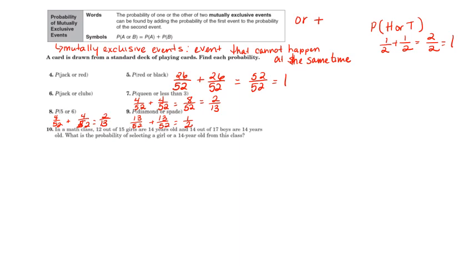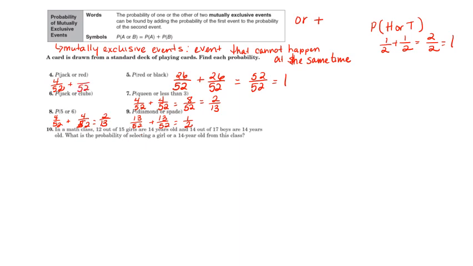So what's the probability of getting a jack or a red? So first, the probability of a jack. There's 4 jacks out of the 52. 4 out of the 52 cards are jacks. There's 4 jacks. Plus, what are the chances of getting a red?